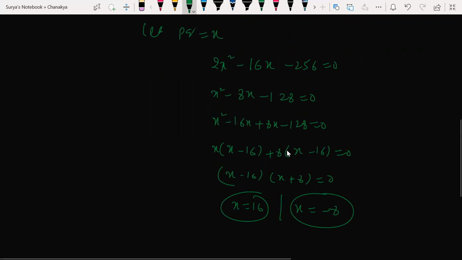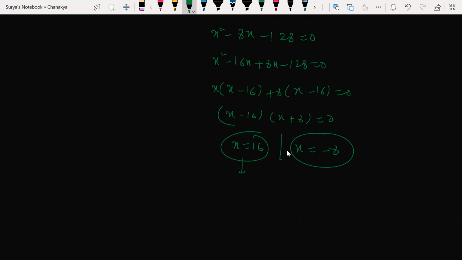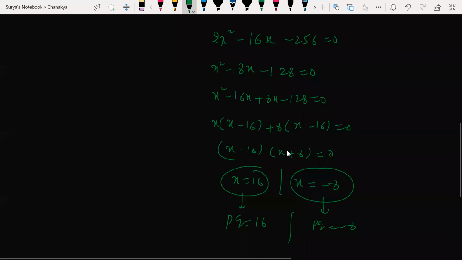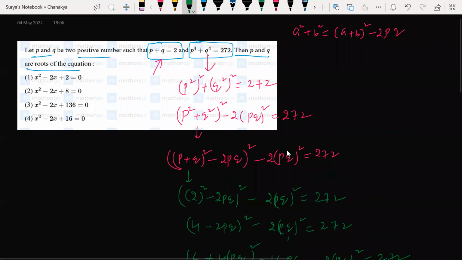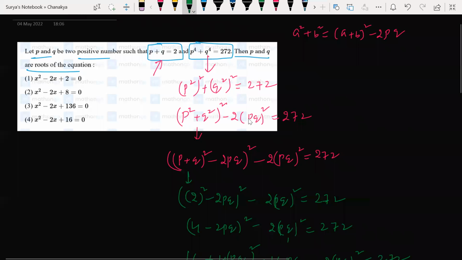Now look at this here. The x value is what we took? pq, in fact. pq is equal to 16, or pq is equal to minus 8. Now what is our requirement? What is our question? Sir, but they told that pq is a positive integer. Look at this here. p and q are two positive numbers. Check what is the condition.